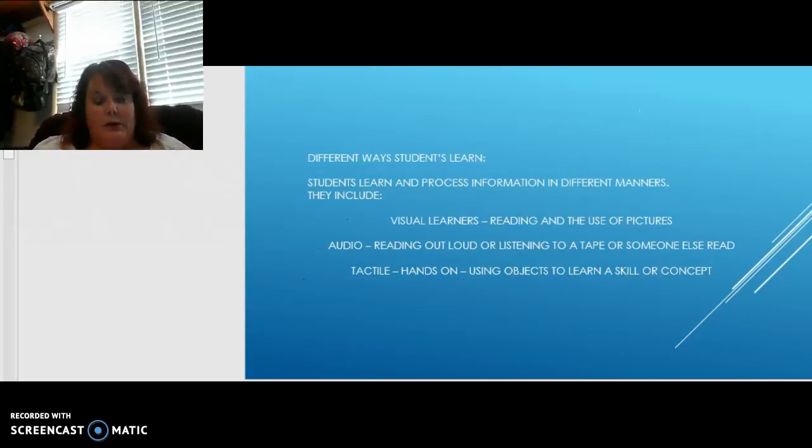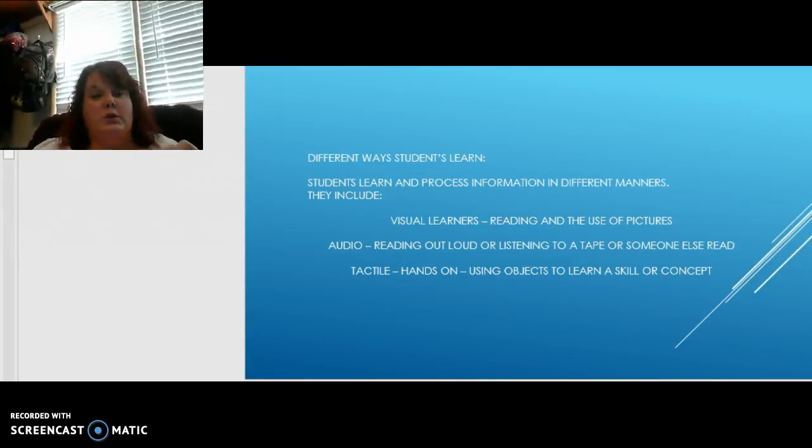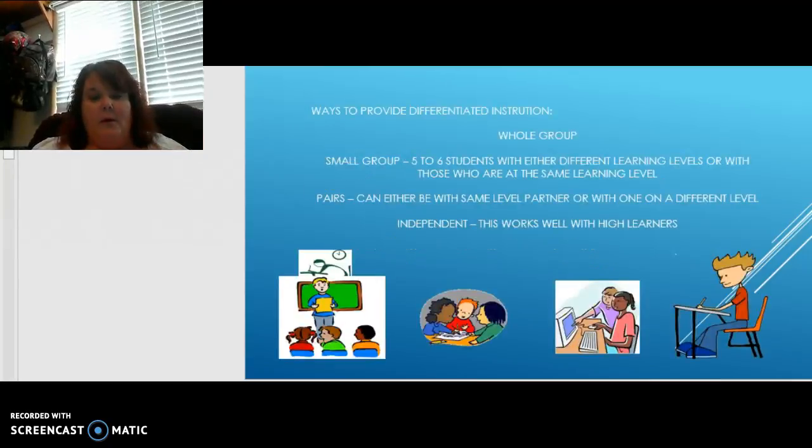There are different ways students can learn. Students learn and process information in different manners. They include visual learners, such as reading and the use of pictures; audio, reading out loud or listening to a tape or someone else reading; and tactile or hands-on, using objects to learn the skill or concept. You have to remember that students cannot be forced into a mold. When we try to force the student into a mold, we're going to have more issues with that student not wanting to learn. They're not going to reach their potential in learning that concept and skill.